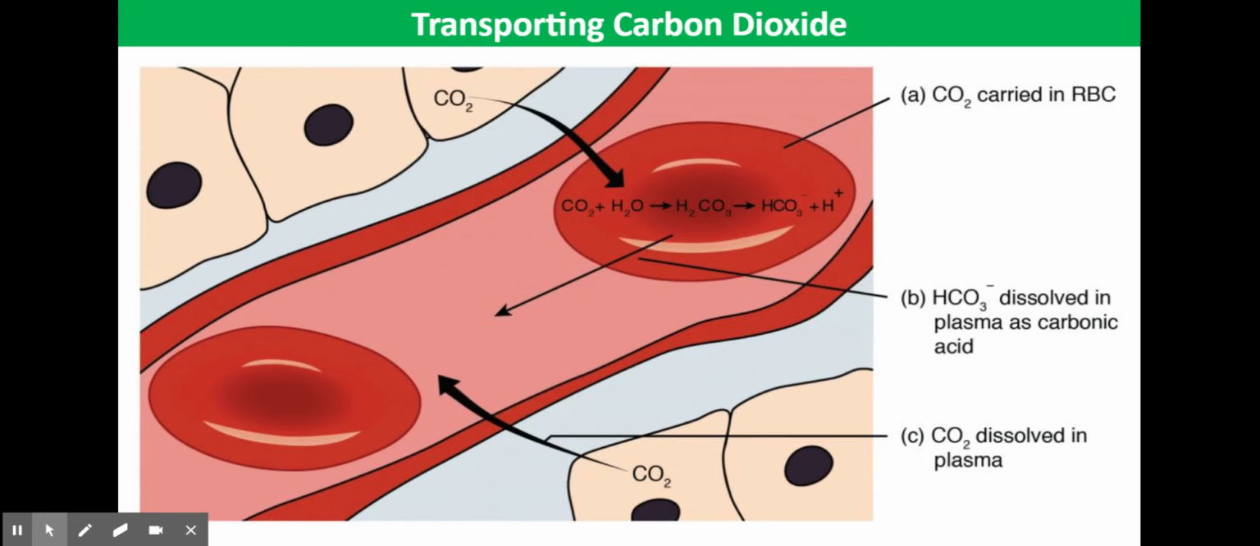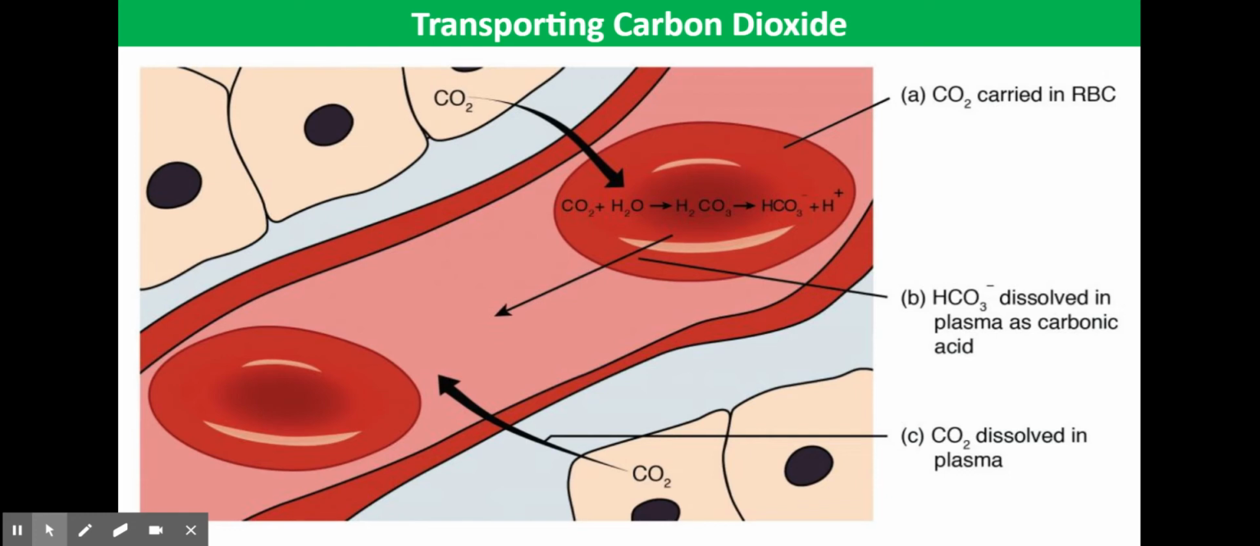Carbon dioxide is transported in three ways. About 5% is dissolved directly in the plasma. About 10% is combined directly with hemoglobin to form a compound called carbaminohemoglobin. And about 85% is transported in the form of hydrogen carbonate ions, which is HCO3-.